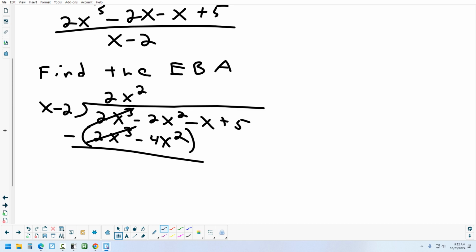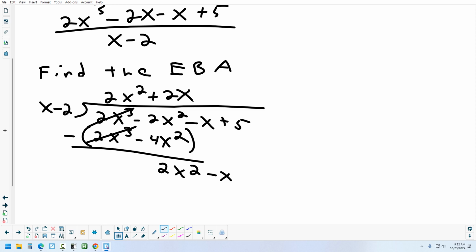What's negative 2x squared minus negative 4x squared? That would be 2x squared, because that's negative 2 plus 4. Bring down your next term. What's 2x squared divided by x? 2x.